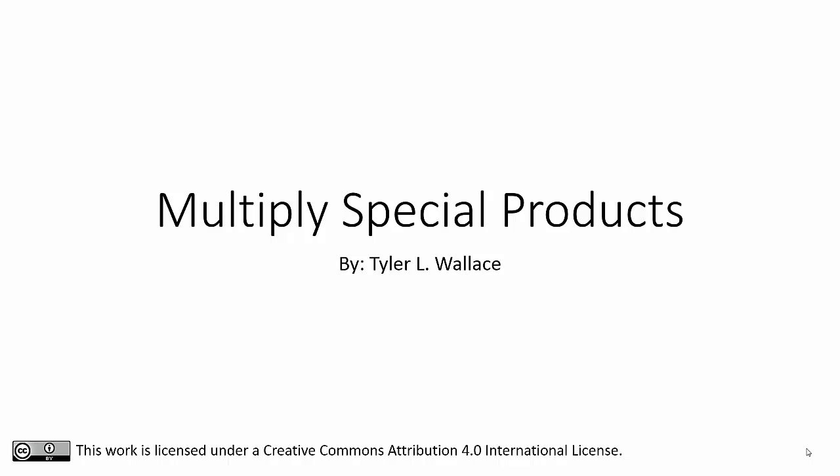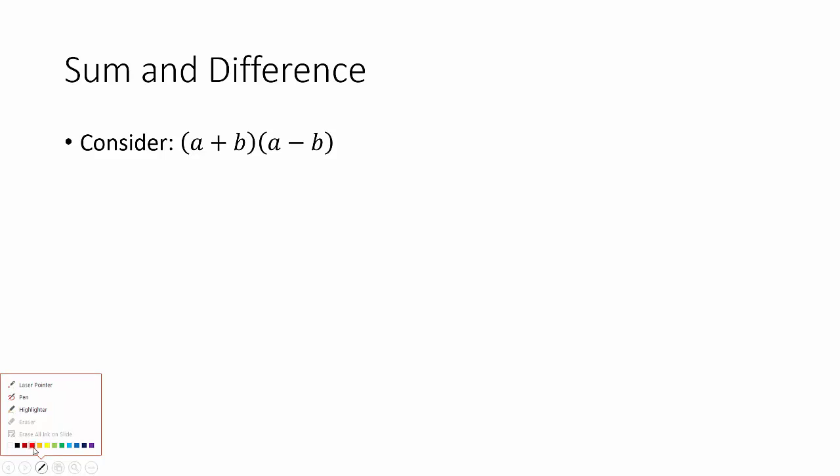When multiplying polynomials, there are a few special products that come up quite frequently that are useful to us and have a nice little shortcut so that we don't have to go through all the work of distributing out every single term and combining like terms. The first of these is a sum and a difference. This is when we have something added and something subtracted. Notice they're the same numbers, a plus b times a minus b.